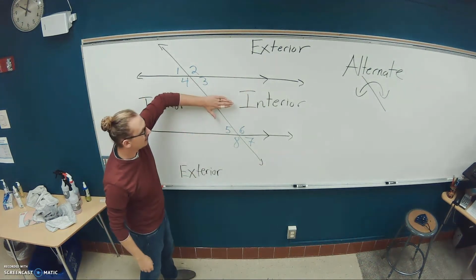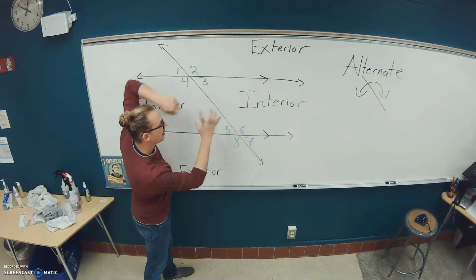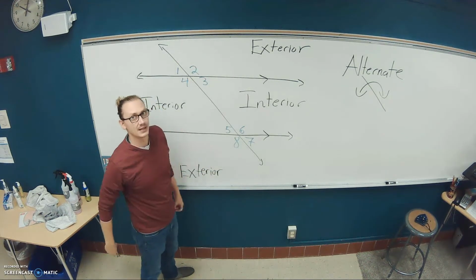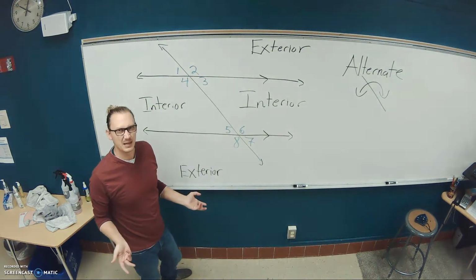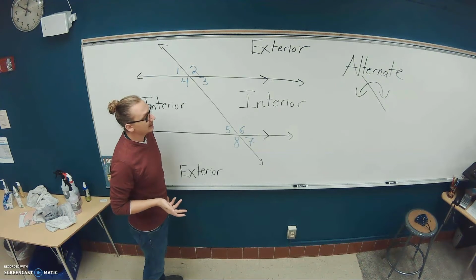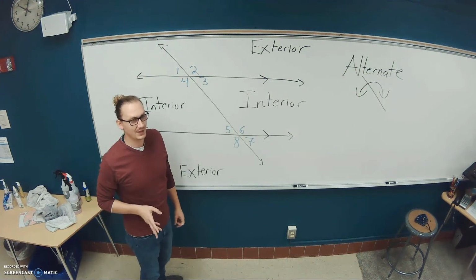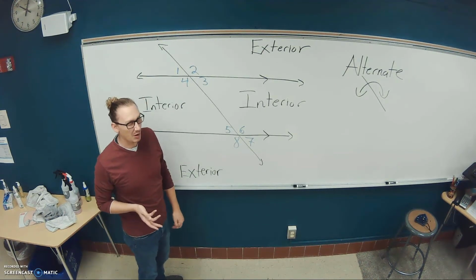Okay? So inside, outside, and alternate meaning the opposite sides. If they're on the same side, we just call it the same side. I told you before. I'll say it again. We're not that clever when we name things in geometry. We pretty much just call them what they are.